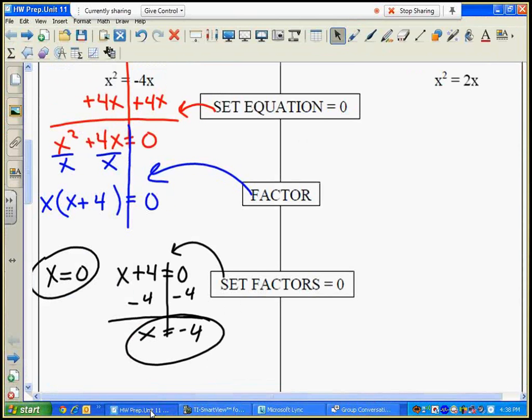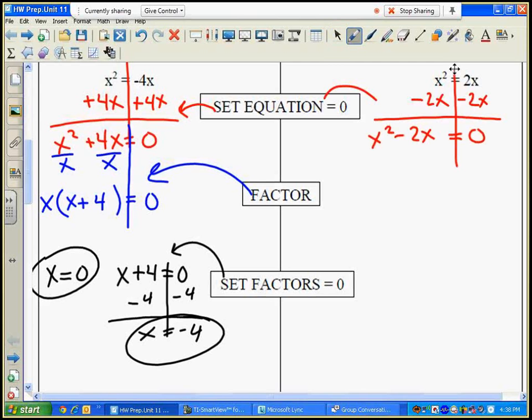Okay? On the other side, x squared equals 2x. Let's set this equation equal to 0. I would do that by subtracting 2x from both sides. I get x squared minus 2x is equal to 0. The x squared minus 2x here, when it comes time to factoring, they do share an x, so I'm going to factor out the x.